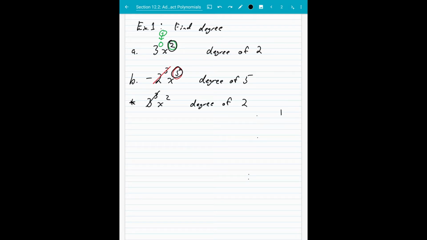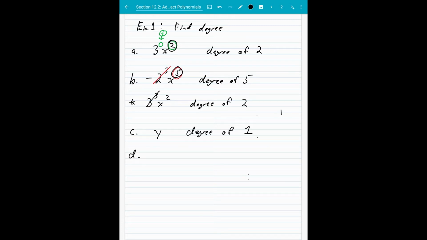So let's look at C. C just says y. It's a monomial. It's only one term, so the highest exponent up there happens to be a 1. So it's a degree of 1.